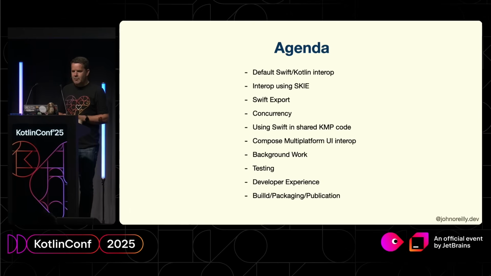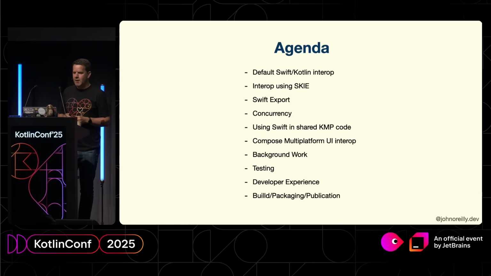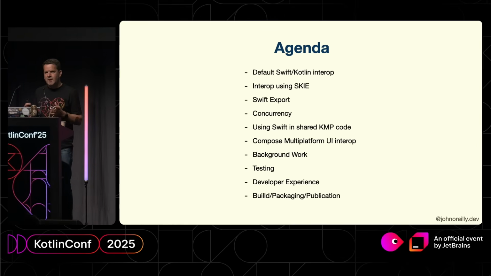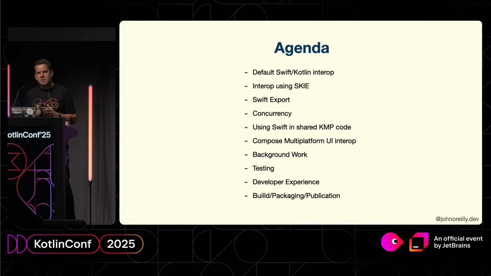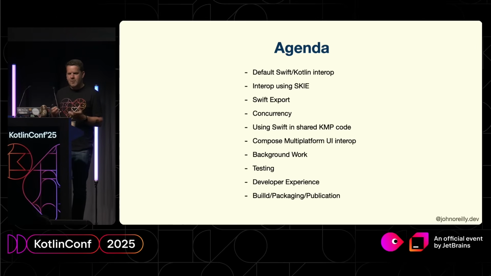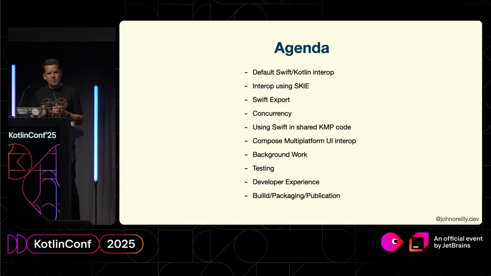So we're going to talk today about various patterns and capabilities that we can apply when using Kotlin and Compose Multiplatform on iOS. We'll start by giving a basic introduction to the ecosystem and talk about the default Swift Kotlin interop we get out of the box. This has a number of limitations, and we'll then cover the capabilities that the SKIE framework provides to address those. We'll also touch on the new Swift export functionality that JetBrains is also developing to improve that interop.